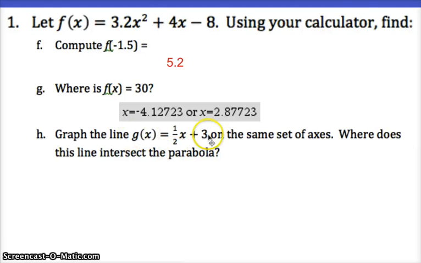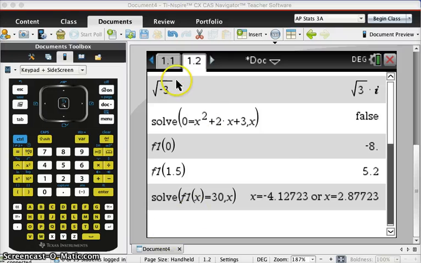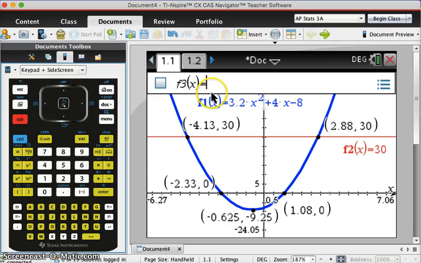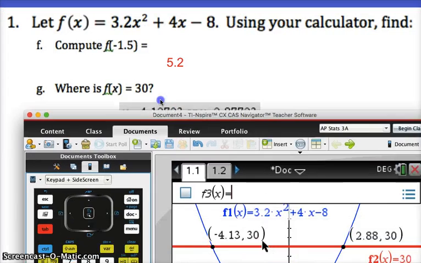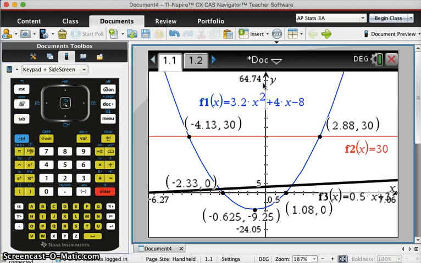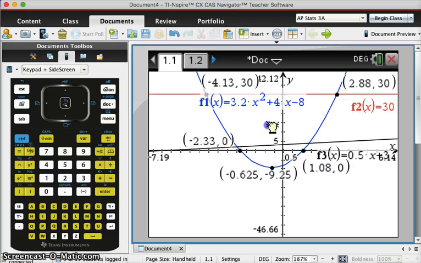Graph the line on the same set of axes. Okay, let's do that. So to do that, I go back to the same graph. I want to go Tab or Control G and get back to here, and I want to graph, on the same set of axes, this line, half x plus 3. Okay, and I do that, and I get this crazy line down here, and it wants to know where the intersection points are. Now this is kind of strange to try to read, but let's see what it does.